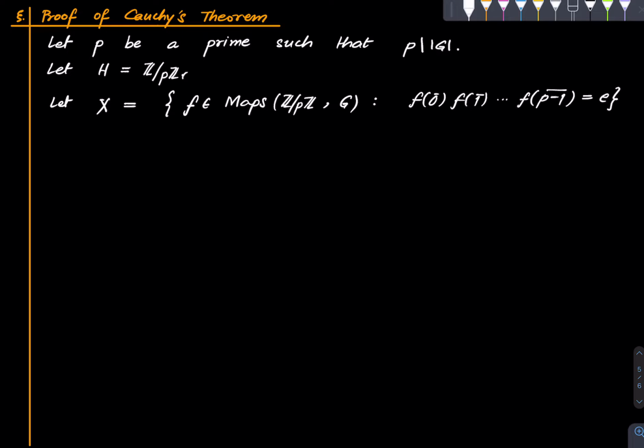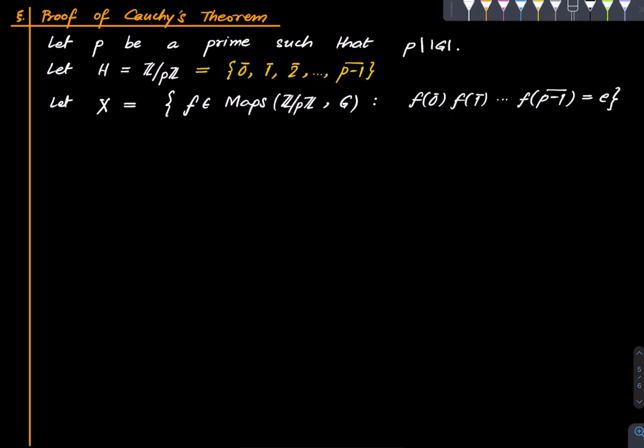Yeah, so let me say a few things. What is Z mod PZ? Z mod PZ is, recall, 0 bar, 1 bar, 2 bar, up to p minus 1 bar. What does this bar mean? This bar, for instance 1 bar, means all those integers which leave the same remainder as 1 when divided by p, or equivalently all those integers n such that n minus 1 is divisible by p, and similarly for all the others. So that's what the group H is.